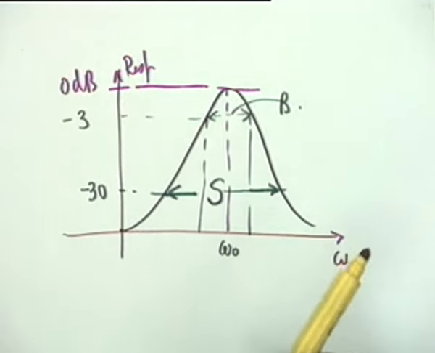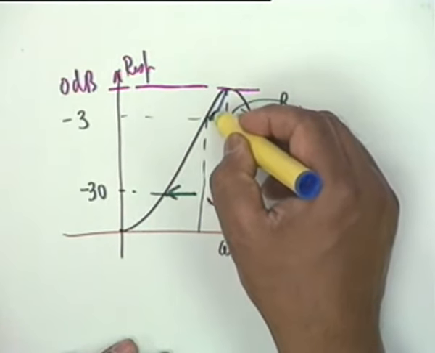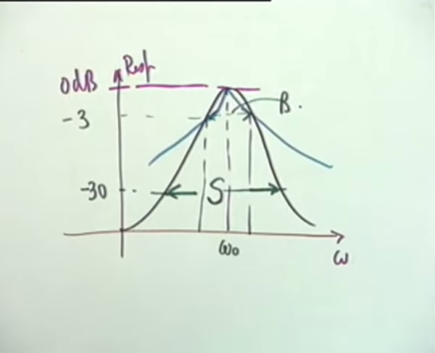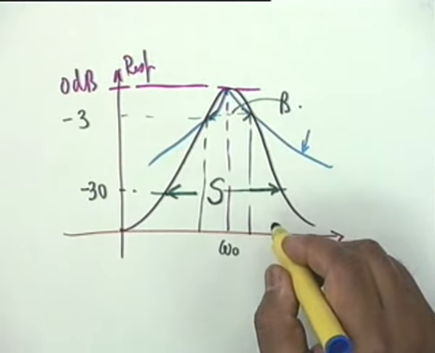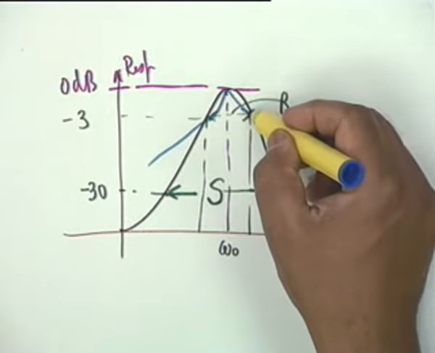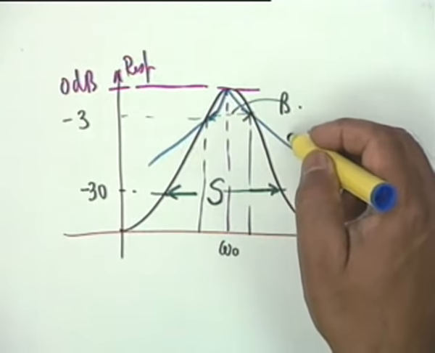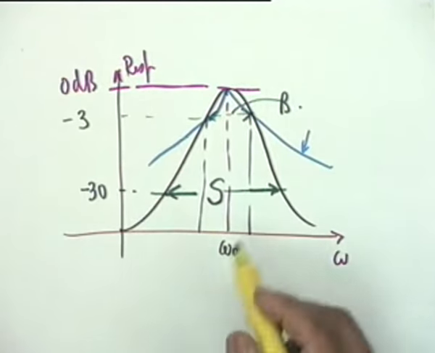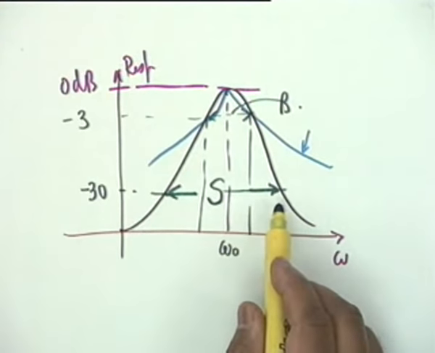Now suppose I have two characteristics, one is this black line and the other is the blue line. Look at this. Suppose I have another characteristic like this. Obviously the blue line is a poorer narrowband amplifier. Although the 3 dB bandwidth is the same, the blue line represents a poorer quality narrowband characteristic than the black line, and that is why the 30 dB bandwidth is important.